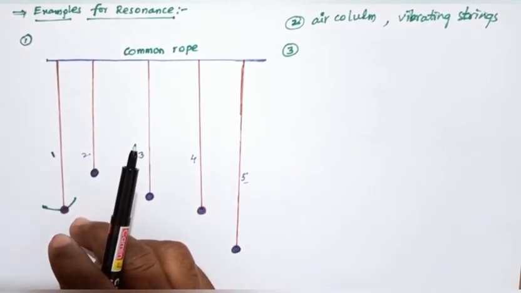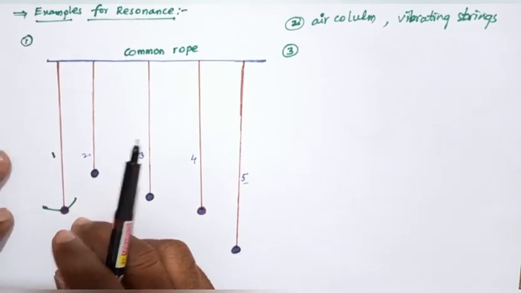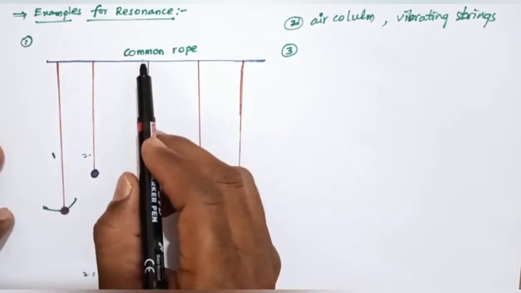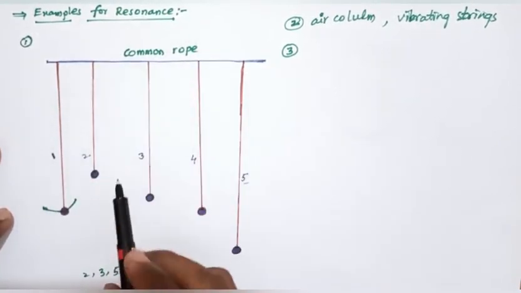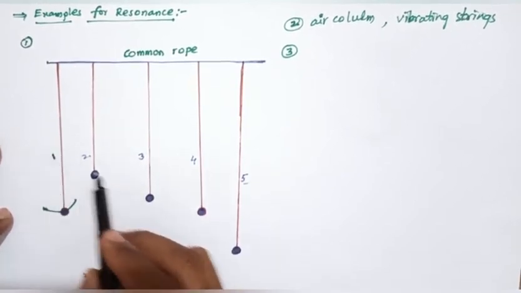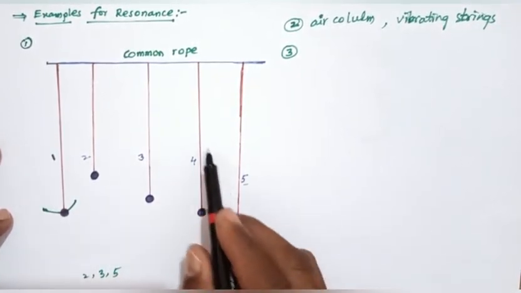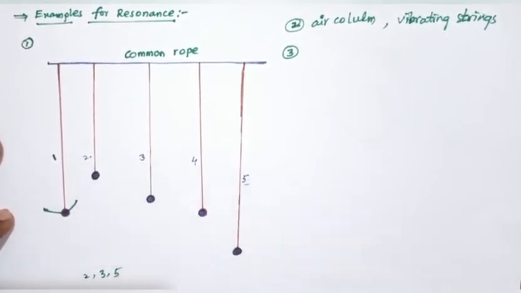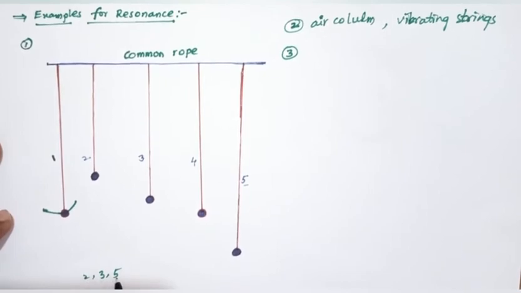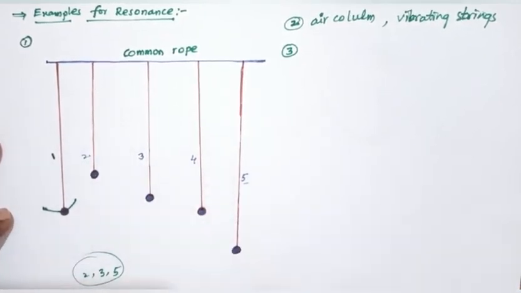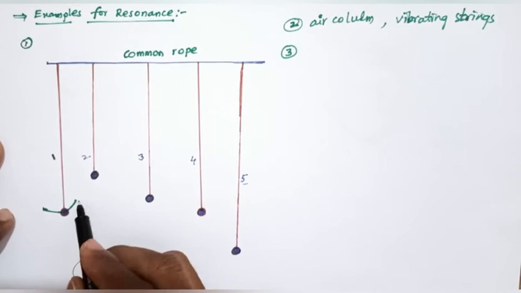Another example: here we take five simple pendulums connected to a common rope. The first simple pendulum has the same length as the fourth simple pendulum, and the second, third, and fifth have different lengths from the first and fourth. First of all, it oscillates.